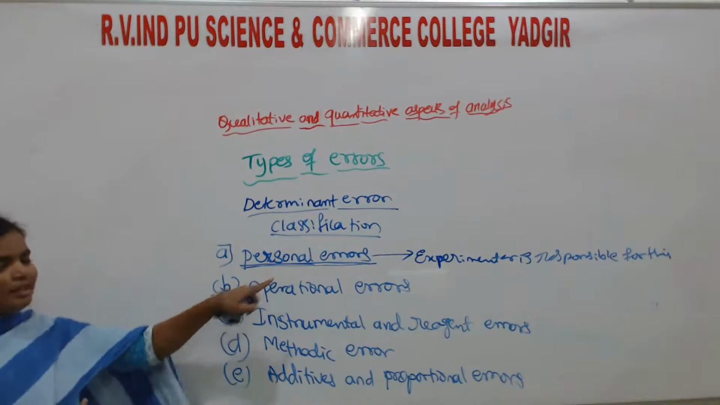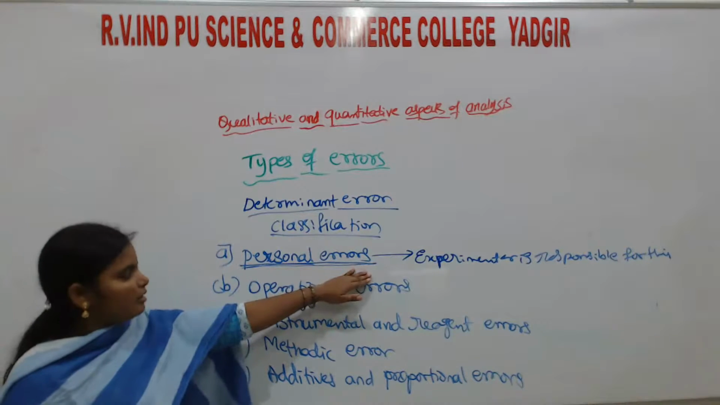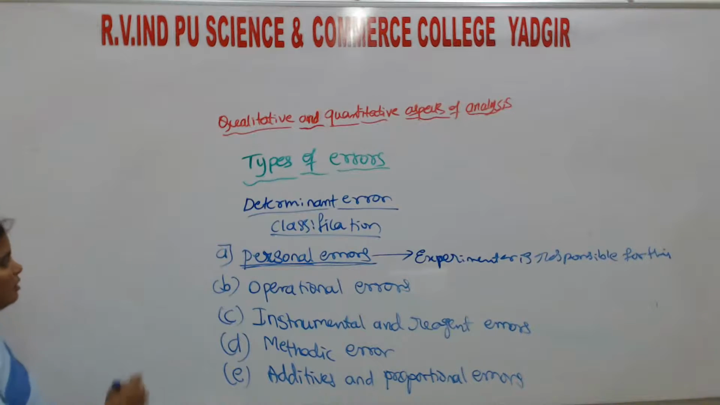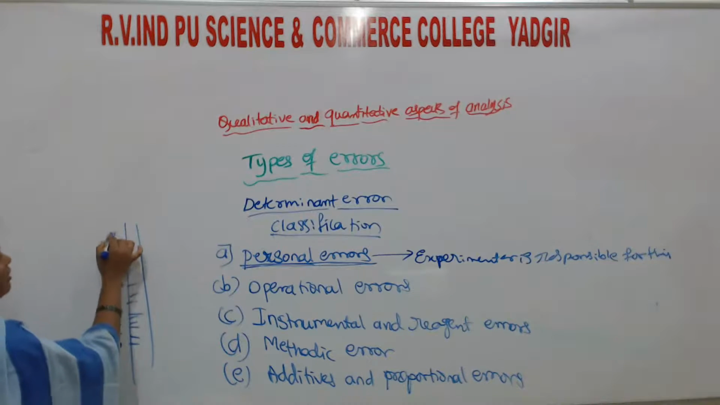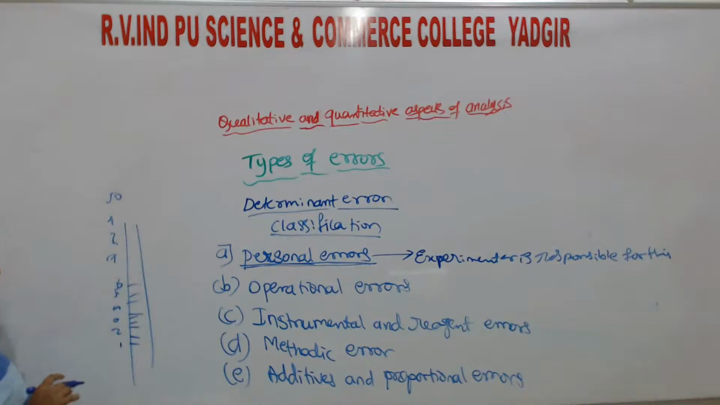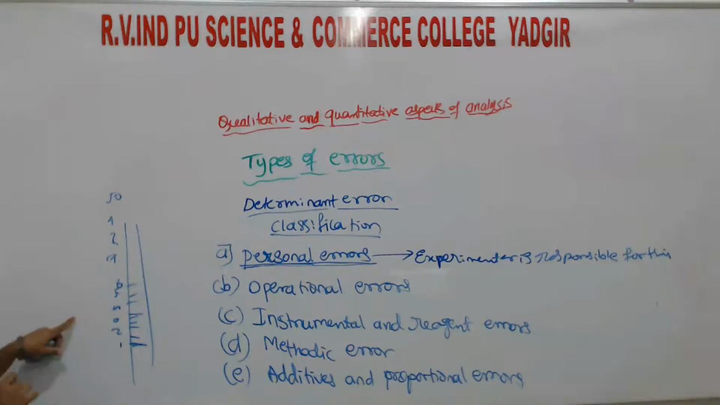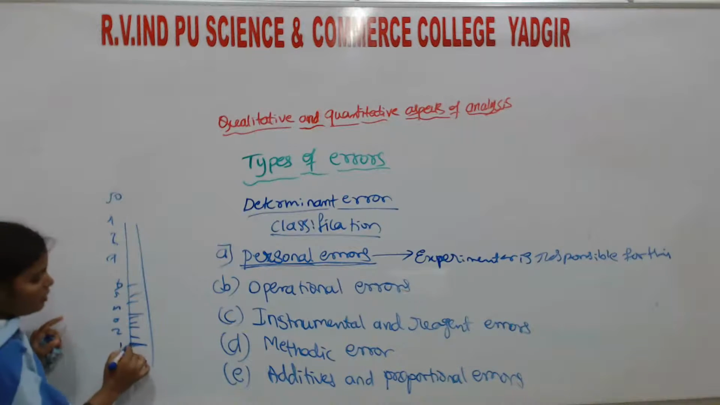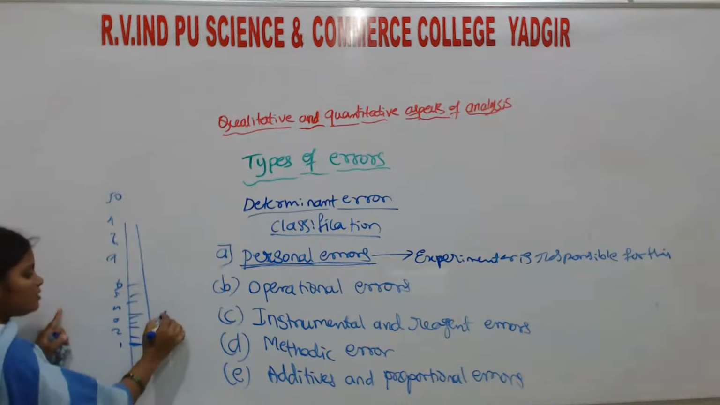Here, the personal error: some persons do not judge the burette reading correctly. Here, the burette reading goes 1, 2, 3, 4, 5, 6, 7, 8, 9 up to 50. It is a 50 ml burette. When the titration is done, in this personal error, the experimenter takes the reading.